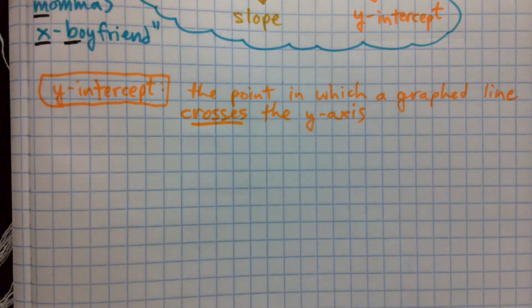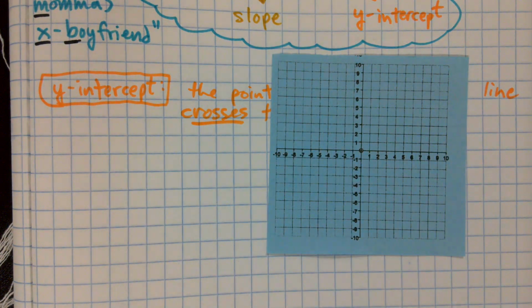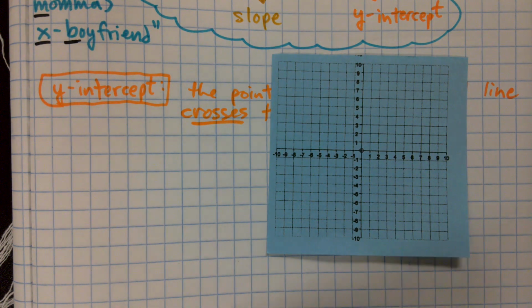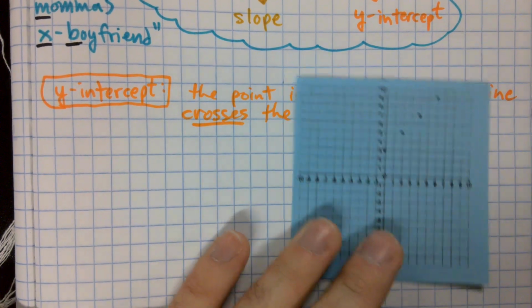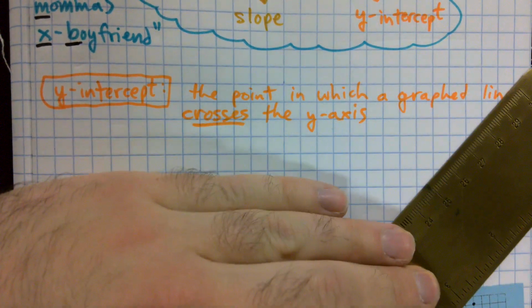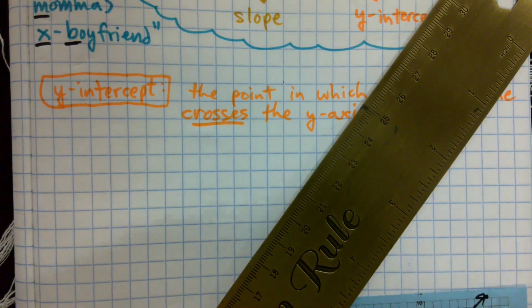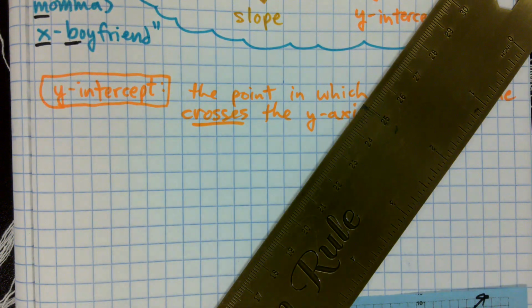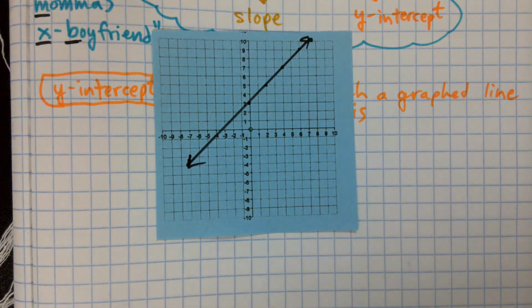The point in which a graphed line crosses the y-axis. Just to show you an example of what I'm talking about, we're not going to put this in our notes necessarily, but if we were looking at this graphed line here, right?